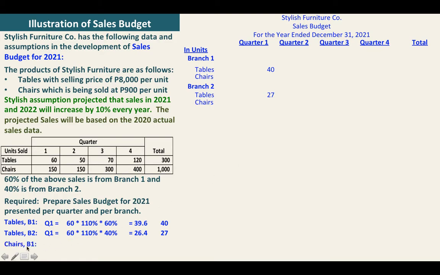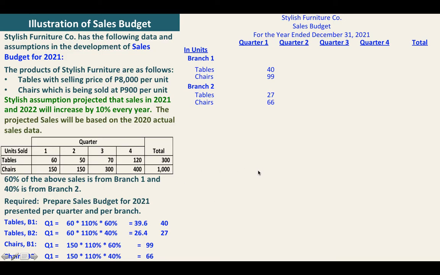For chairs, for branch 1, quarter 1 will be 150 times 110% times 60%, and will give you 99. So we will have here 99. And then for branch 2, this will be our calculation. Branch 2's share on sales is 40%, so that's equivalent to 66.